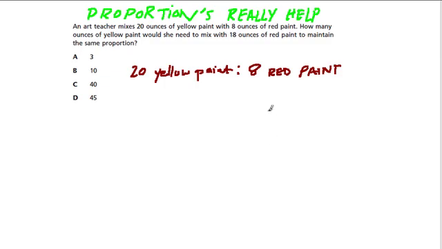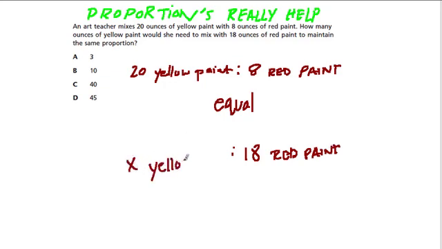Well, a proportion says that we have one ratio equal to one or more other ratios or fractions. So here this is going to be equal to just a larger amount of red paint, 18 ounces of red paint, right? So what amount of yellow paint, X, should go into this proportion so that it's still the same thing as 20 over 8? And usually we might see it like this: 20 over 8 equals what out of 18? It's the same idea, just written in different ways.